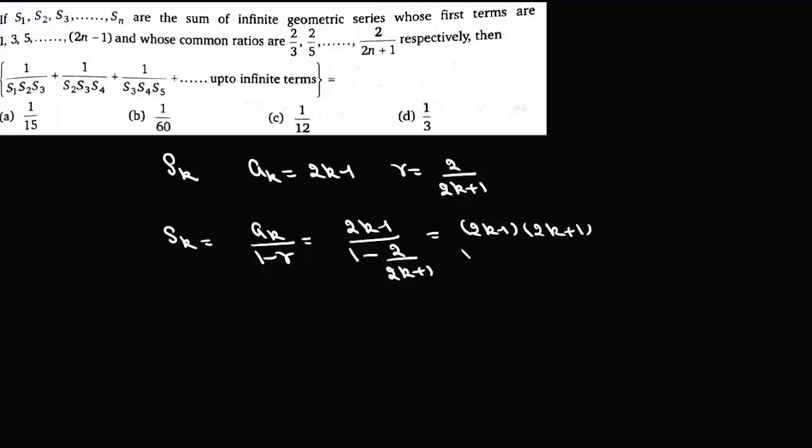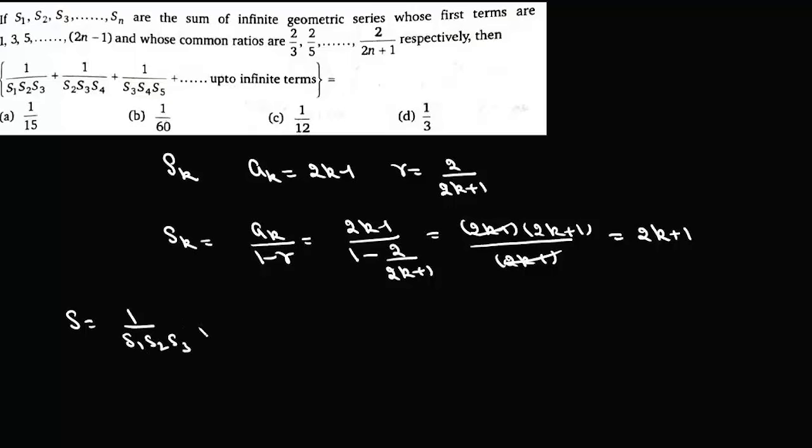Now since this is the sum of an infinite GP, Sk is Ak upon 1 minus R. So it is 2k minus 1 upon 1 minus 2 upon 2k plus 1. Now here will be 2k minus 1, 2k plus 1 and will be 2k minus 1. So this Sk is nothing but 2k plus 1.